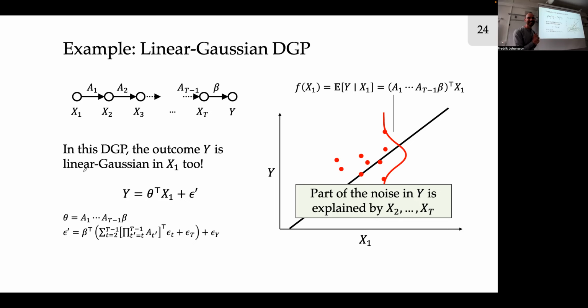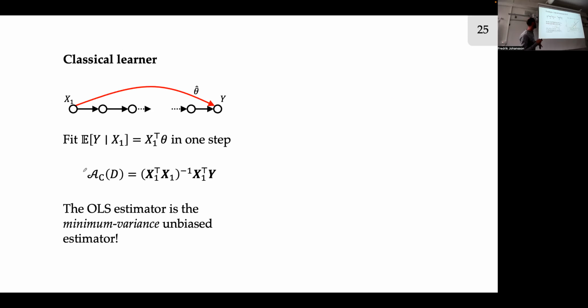So then in this kind of scenario, what's a reasonable classical learner? Well, we said that y was just a linear function of x1. So we're just going to do ordinary least squares, right? We'll just fit the best linear regression, predicting y directly from x1 in a single step. And this will be just this closed form expression, right? That you all know from, I don't know when you learned that, high school, linear algebra.